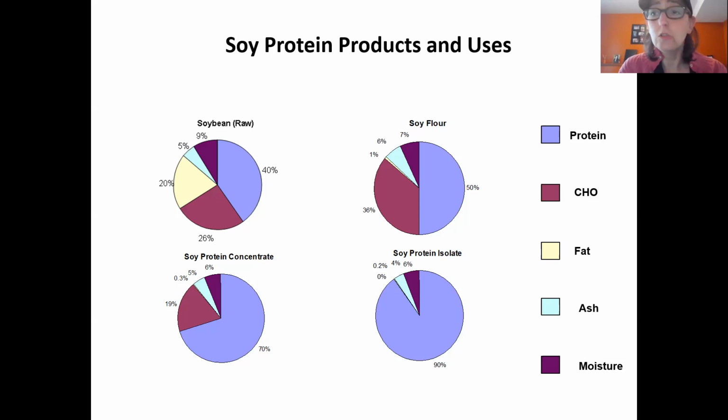So they're protein-rich ingredients compared to, for example, pea flour, which has only about 20 to 25% protein compared to soy flour that has 50% protein. And then pea protein concentrate is about 55% protein compared to up to 70% protein in soy protein concentrate.